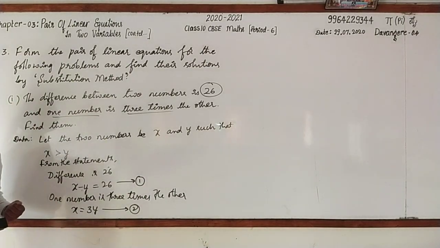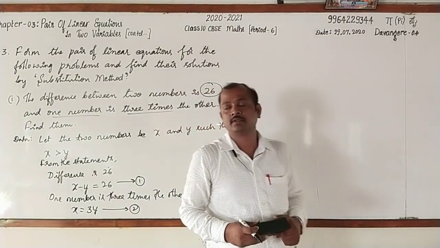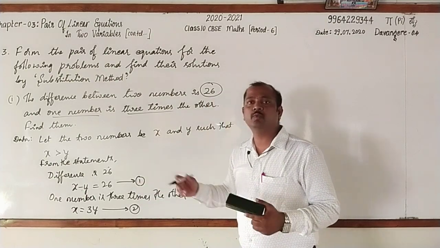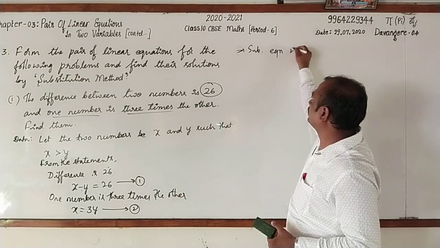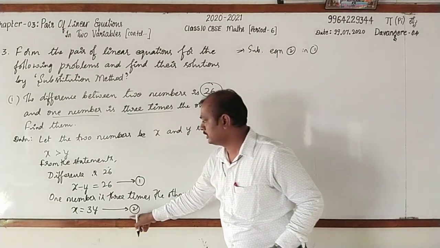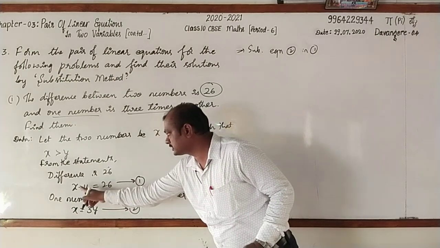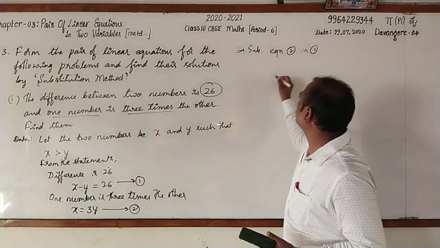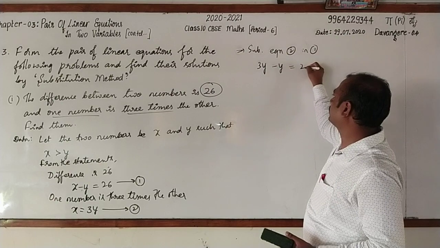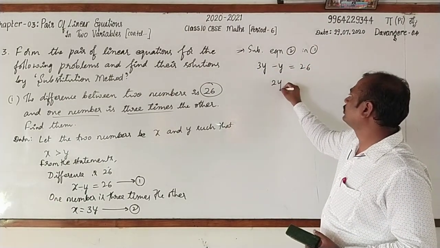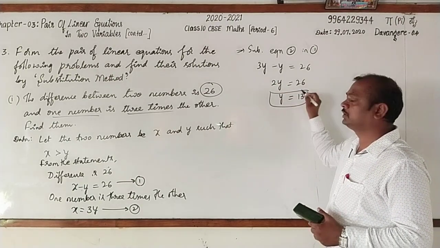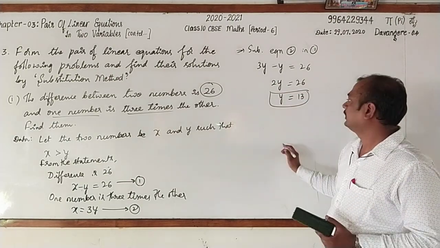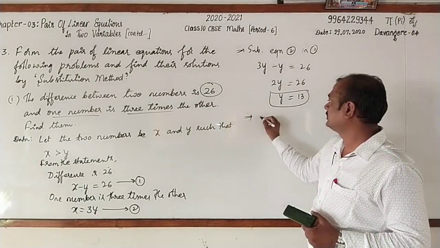Then, by substitution method, what should be done? Already x is there. Hence, you can go for substituting equation 2 in 1 directly. Substitute equation 2 in 1. Then 1 is x minus y equal to 26. What is x? 3y. So 3y minus y equal to 26. Then 2y is equal to 26. Y is equal to 13. Understood?